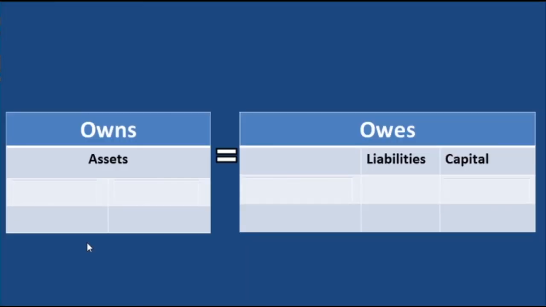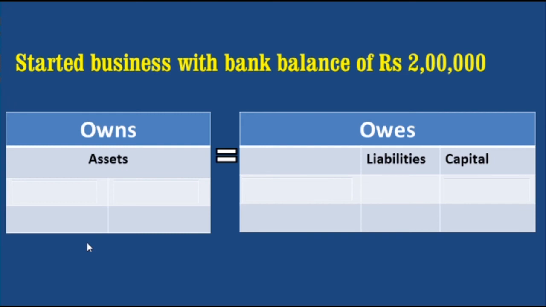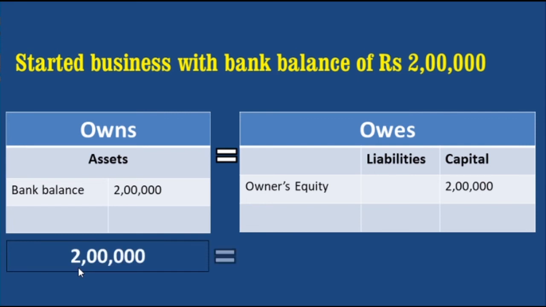We will see this with one example. The question is, started business with bank balance of rupees 2 lakhs. When business is started with cash, it increases cash on the asset side and also increases capital on the other side. Sometimes a business is started not only with cash but also with other assets too. In this situation, asset side is increased by cash as well as other assets, and on the other hand, capital is also increased by the same amount. Here, the transaction is balanced with equal amount of rupees 2 lakh.